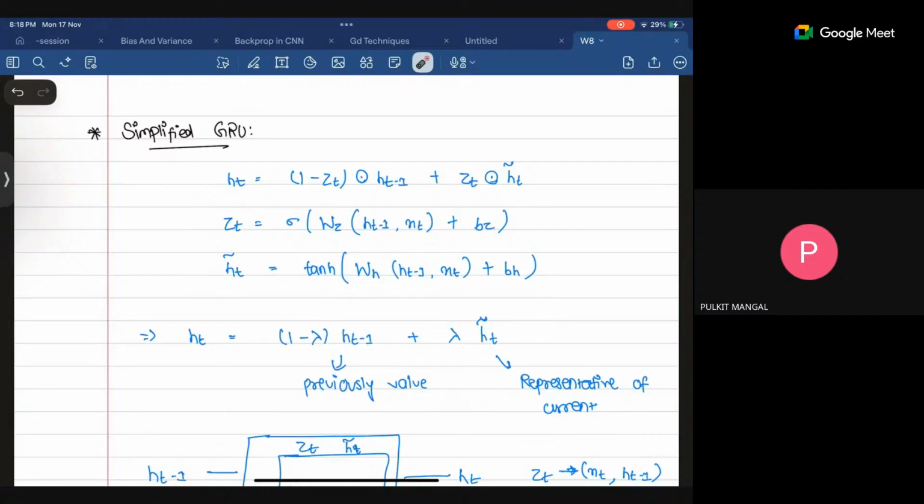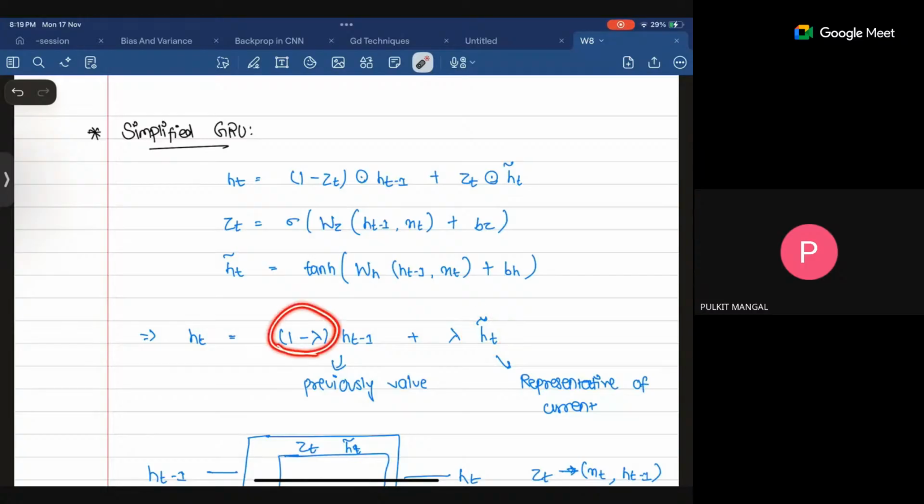Okay. So what is happening here? For our new hidden state that we are going to output, we are multiplying it with 1 minus ZT and ZT with the partial hidden state for the new state. Because that is the output of sigmoid, it's like 1 minus lambda times HT minus 1 plus lambda times HT tilde. It's just the representative of the current hidden state.